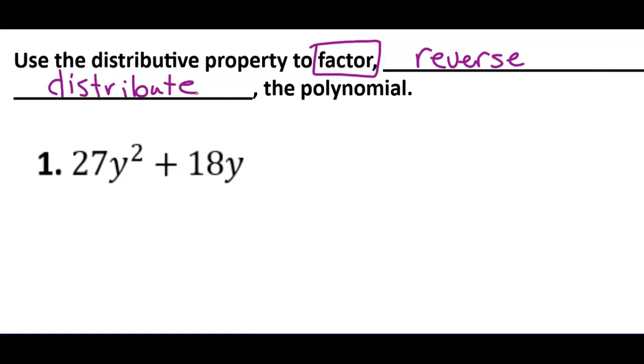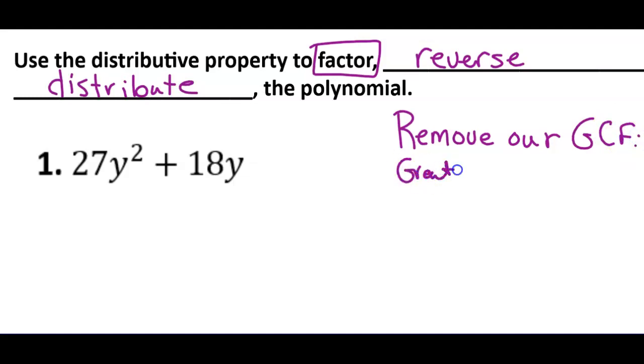Okay? To do reverse distribution, we have to find, or we have to remove the GCF. So underneath number 2 on your note sheet, write this down. So we're going to remove our GCF. Remember, that is not a C. What am I doing? Our GCF. Remember, our GCF is our greatest common factor. Greatest common factor.